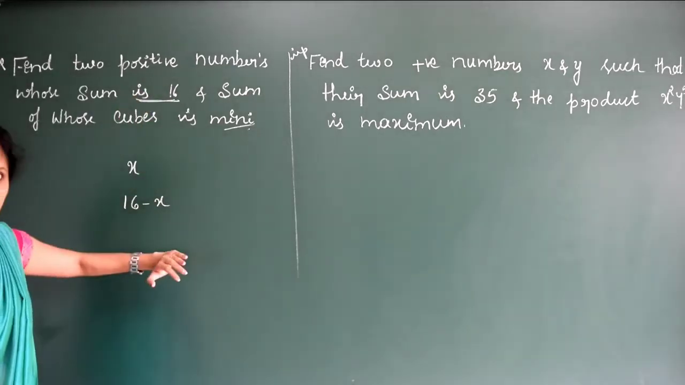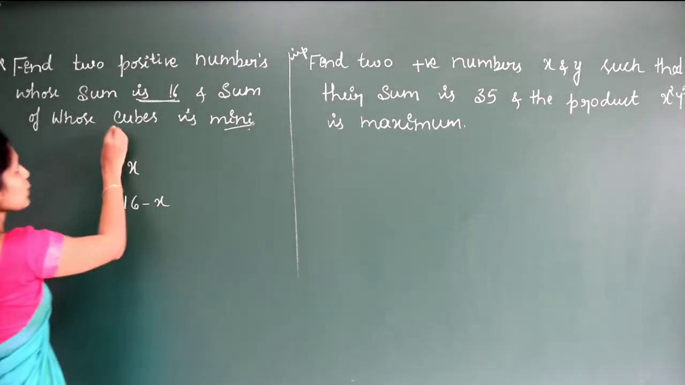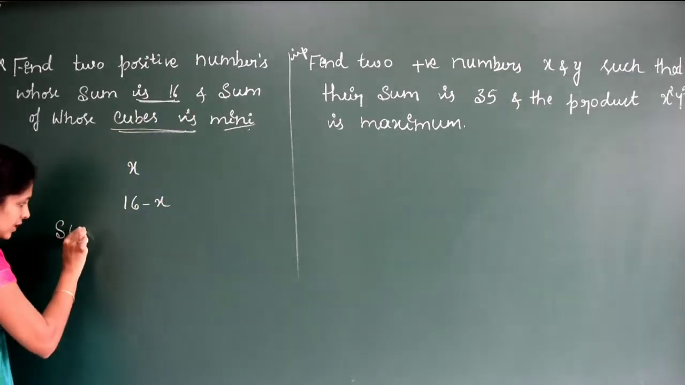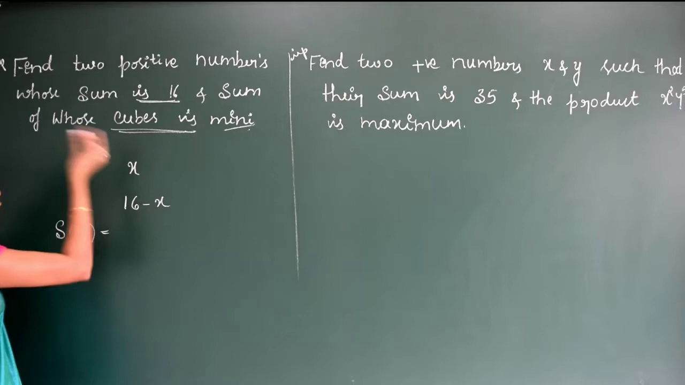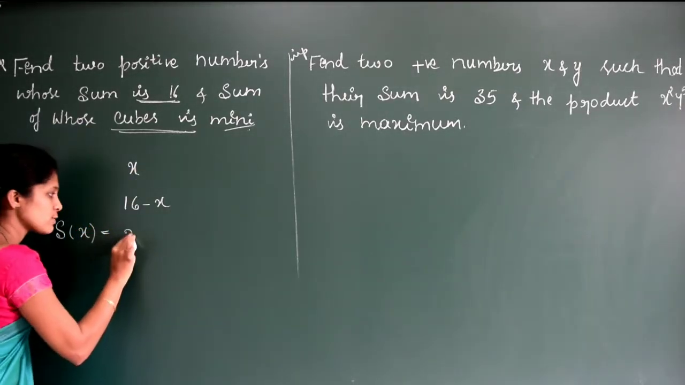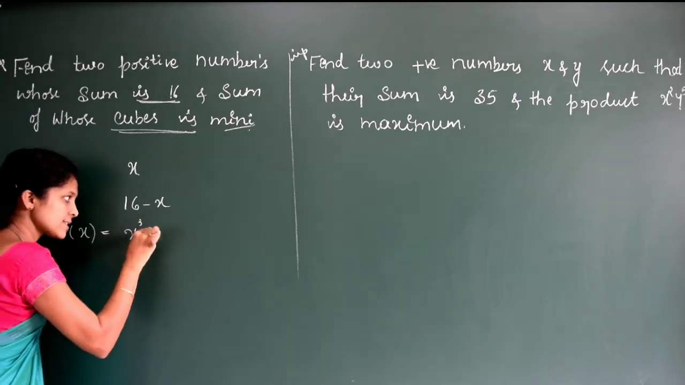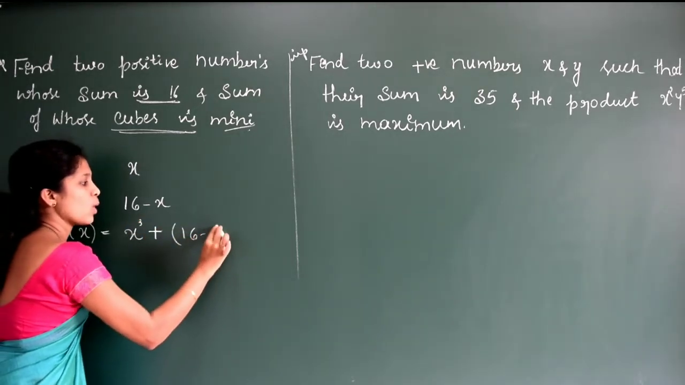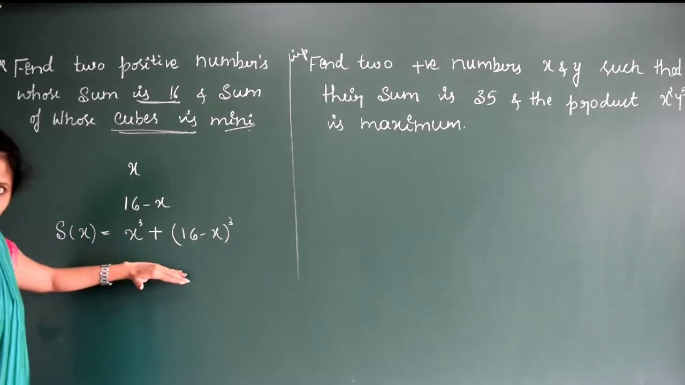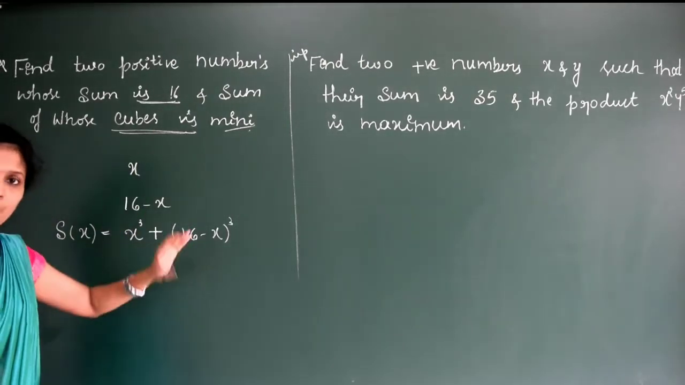Next, what will be the function now? The sum of whose cubes is minimum, so we will consider this as S of x. Is it clear? The sum of cubes will be x cube plus 16 minus x whole cube. So now this is the function. We got the function S of x.